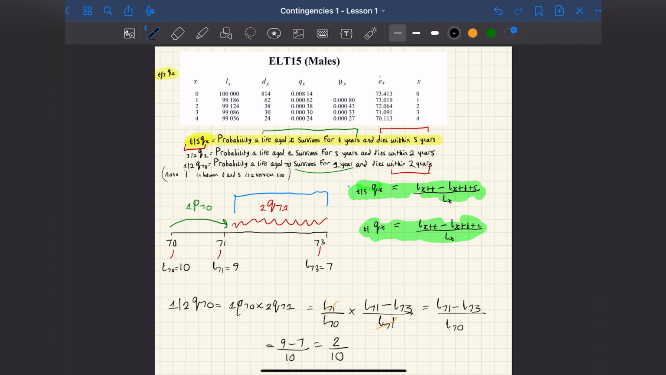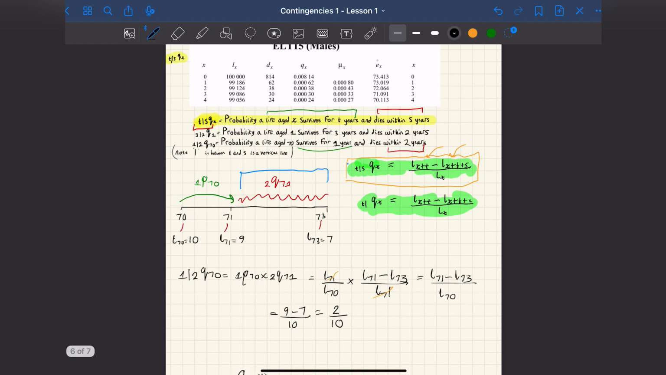So the logic for this formula, if I put it in orange, is simply subtracting the difference in the counts. So in our example, we did L71 minus L73 over L70. And again, you can see from the basic algebra manipulation that we had some cancelling out. So see if you can do this probability. I'm not going to just do the calculation. You don't have to substitute the numbers in, just try and do the calculation. So 1 vertical line 3q0. Pause the video and see if you can do it.